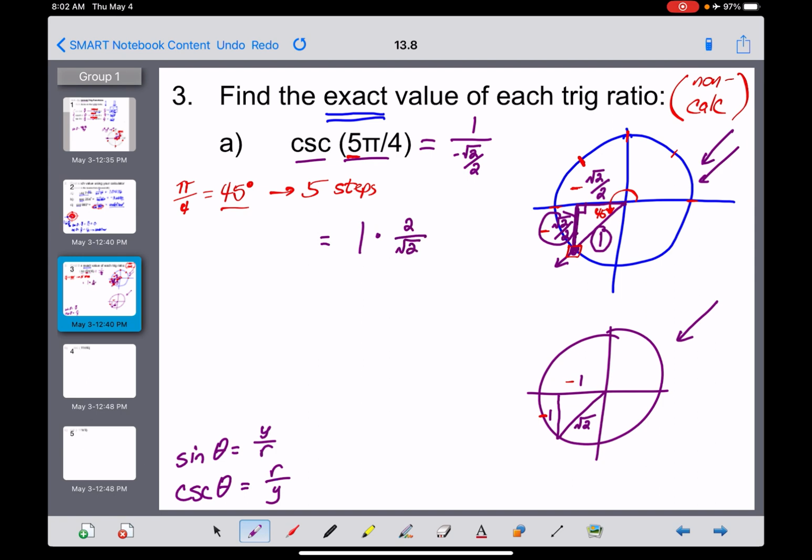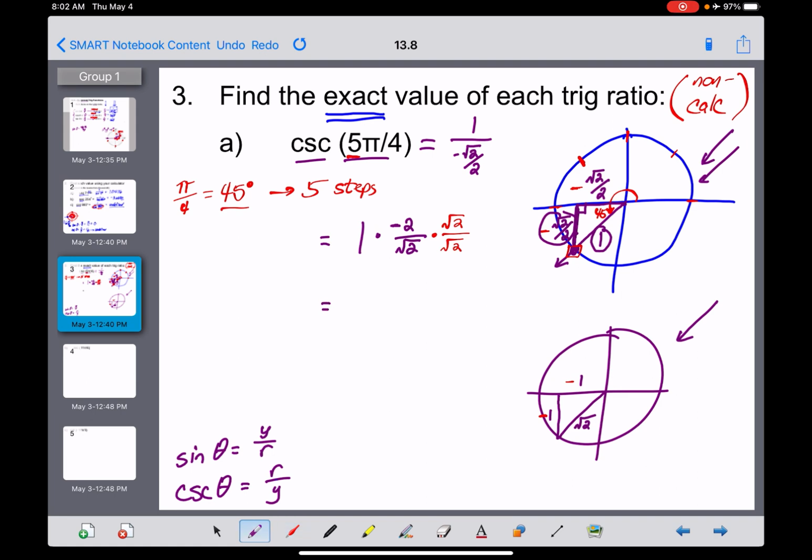And you can put the negative wherever you want there. Most people like to leave it up on the top. Now, more trouble. You can't leave the radical in the denominator, so we would need to multiply by the square root of 2 over the square root of 2. Okay, and what's that going to do for us?